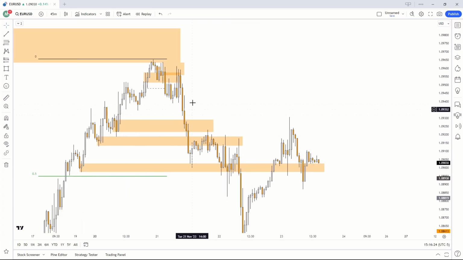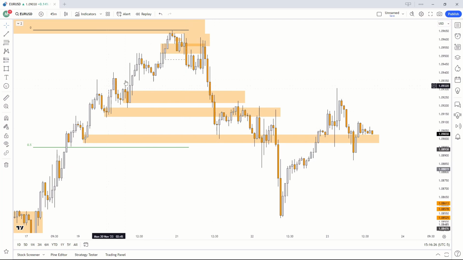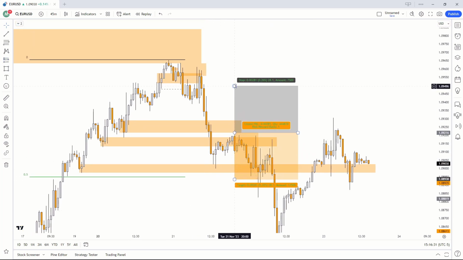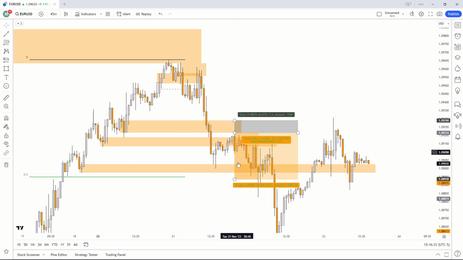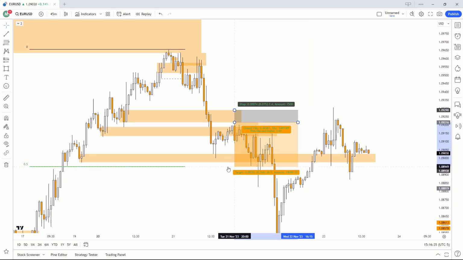However, if you did not catch that initial smart money reversal, you could have caught any of these zones right here. As you guys can see, you could have caught this breaker block right here, and you could have targeted equilibrium again for a nice 1 to 3.